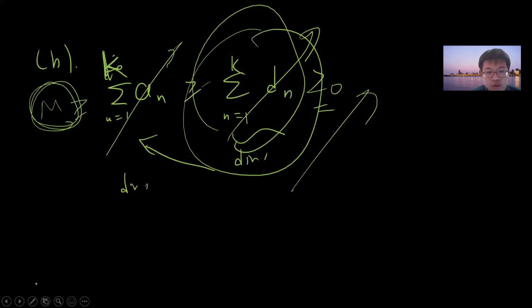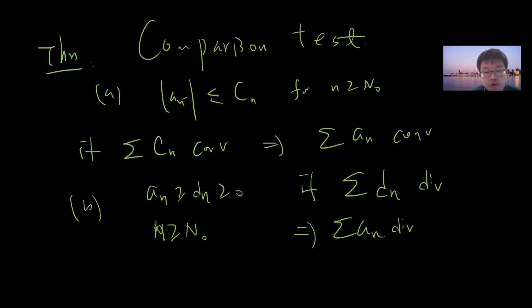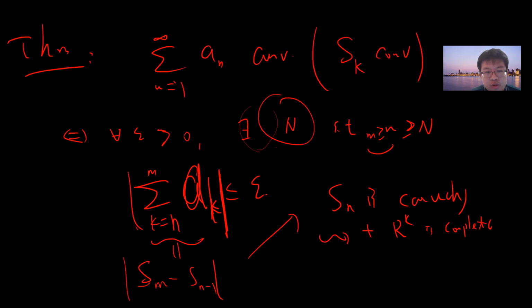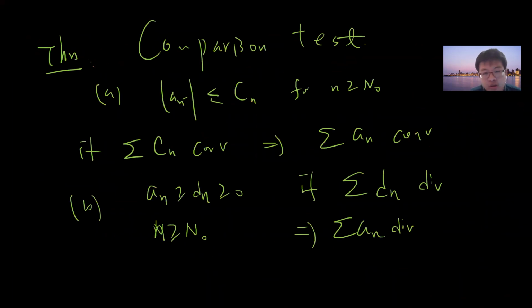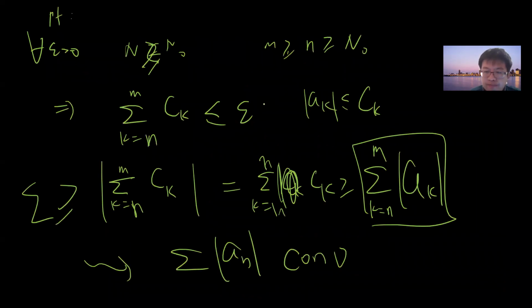Previously we gave a definition of a convergent series and also proved the comparison test. Basically, if you can bound each term of your series by another convergent term, then you will converge. If you are greater than some divergent term, you diverge.